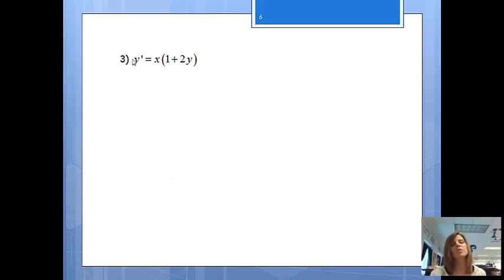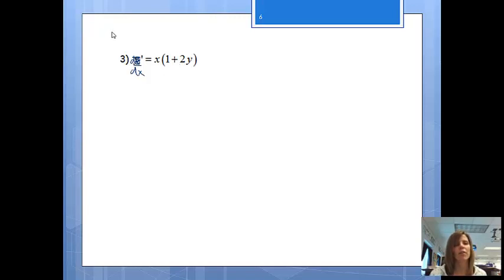Alrighty, let's try another one. Notice we've got this time y prime equals x times 1 plus 2y. First thing that I'm going to do, y prime really just means dy dx. So I'm going to do that first. So again, we're trying to solve for a derivative, and to solve for a derivative, we know we need to take the integral. But again, I notice that I have an x and a y.